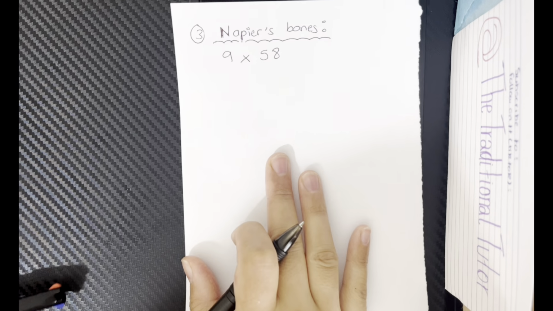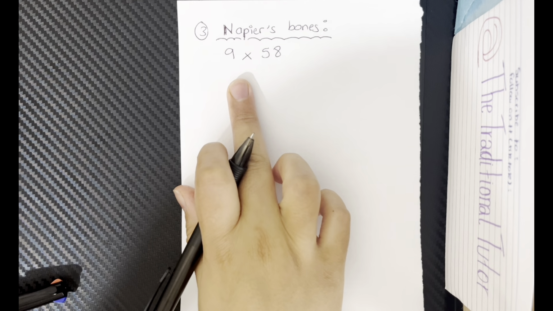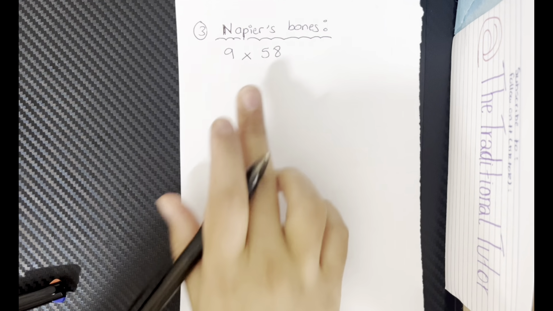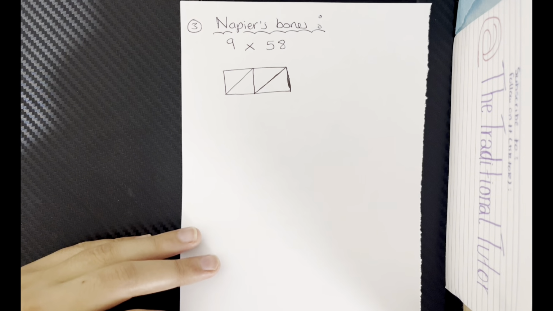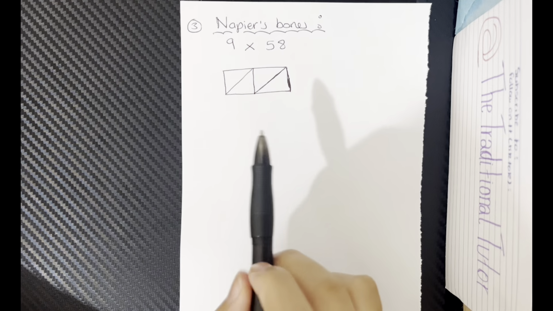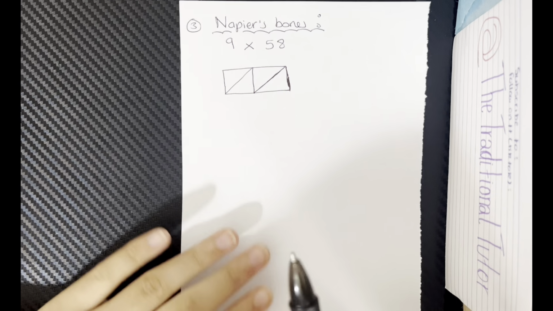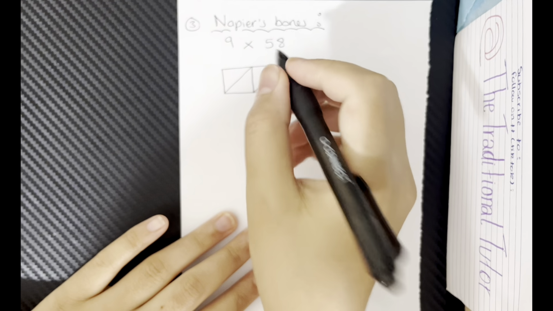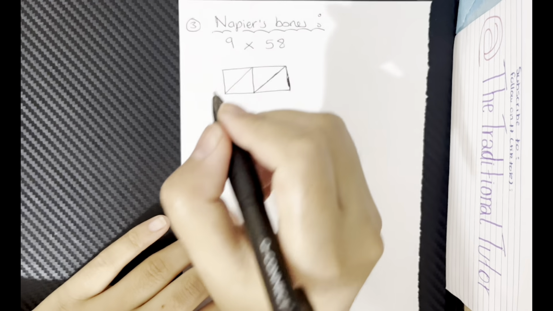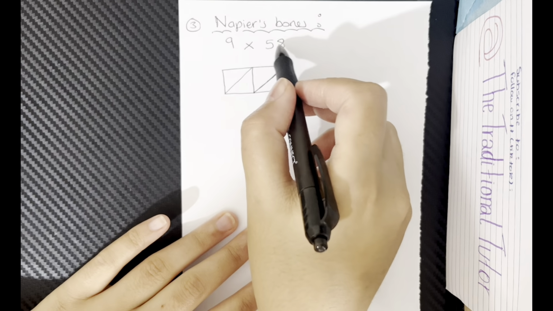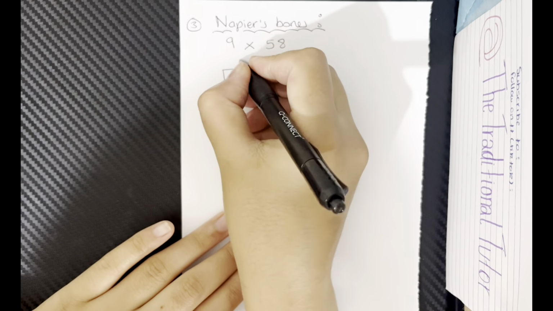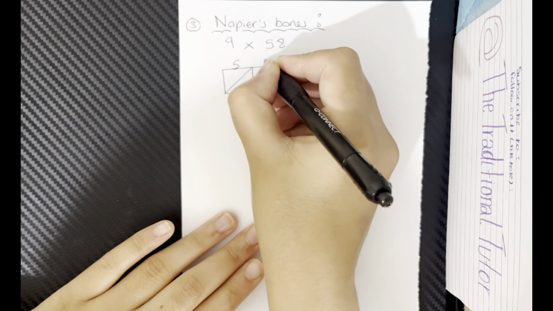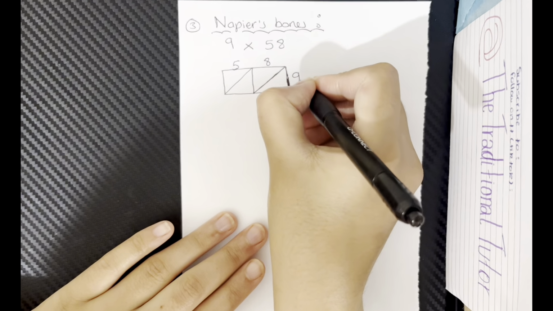Okay, so method 3 is Napier's bones, and we'll be looking at the following question, 9 times by 58. Again, we're going to need to draw a 2x1 box in order to do our calculation. This is how we draw our box, and we're going to place our number 58 at the top. With the grid method, we split up our 58 into its tens and units. We're not going to do that with Napier's bones. We'll just place the 5 here and the 8 there, and our 9 down by the side.